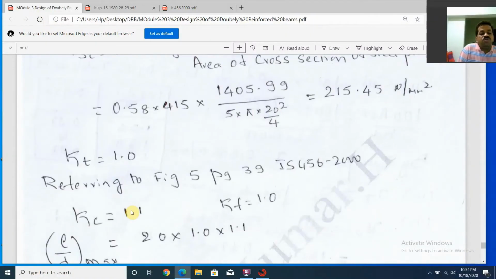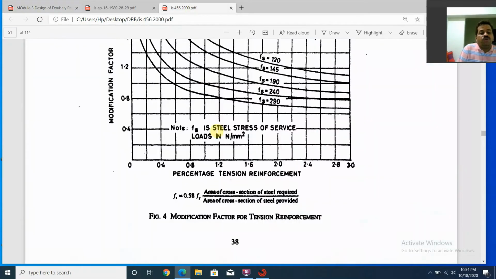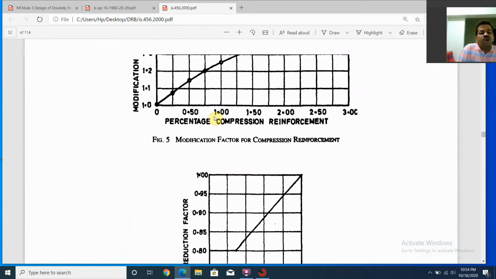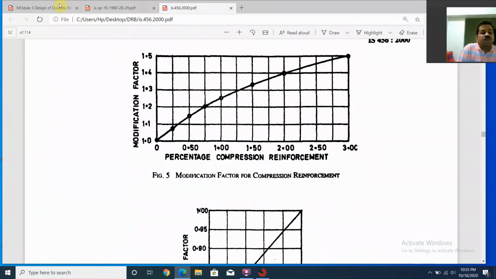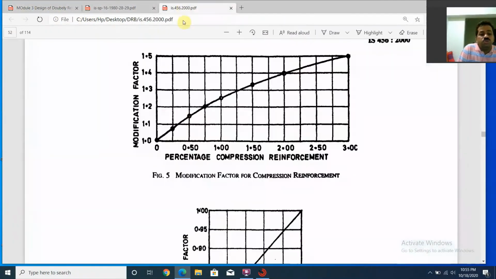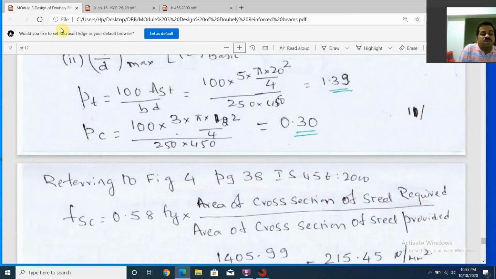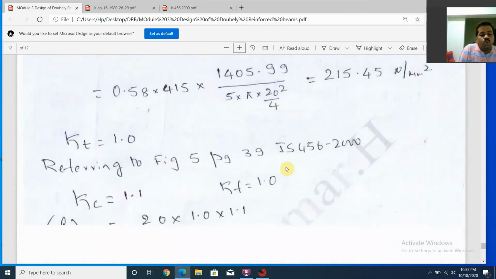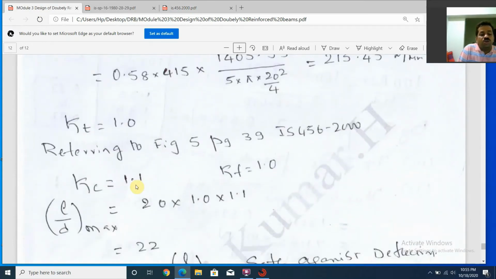In a similar way, to find out KC, we refer to this chart where we have the percentage of compression reinforcement. We found out the percentage of compression reinforcement in this problem is 0.30. So for 0.30, between 0.25 and 0.5, 0.30 may be here, then come over here. So KC is equal to 1.1. So I have written here KC is equal to 1.1.